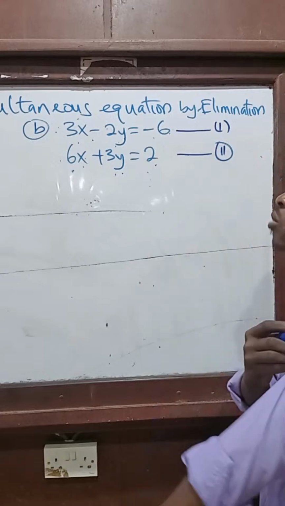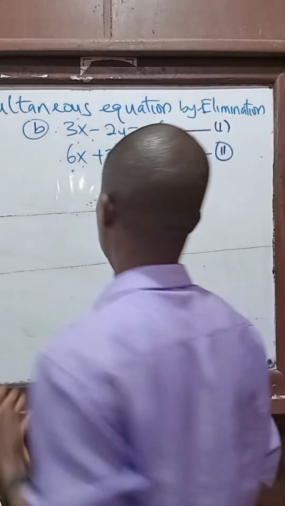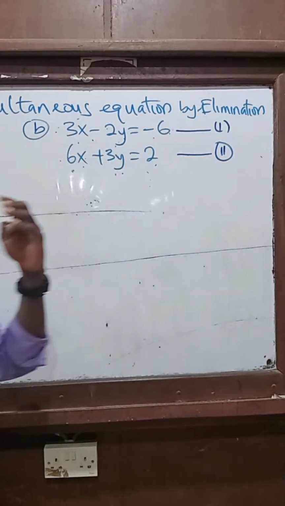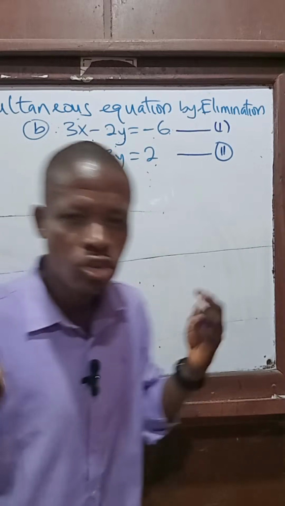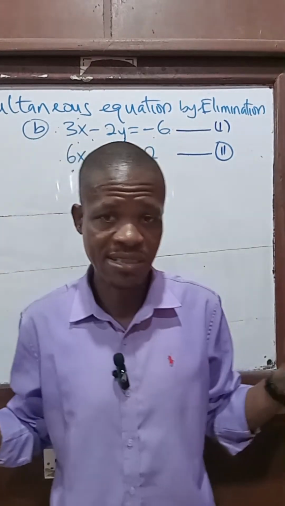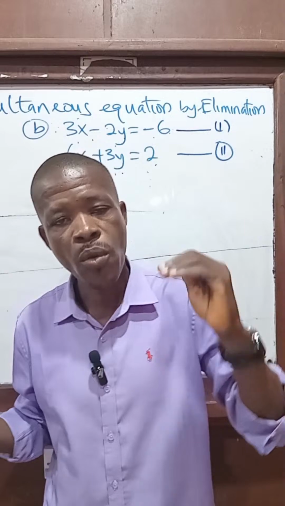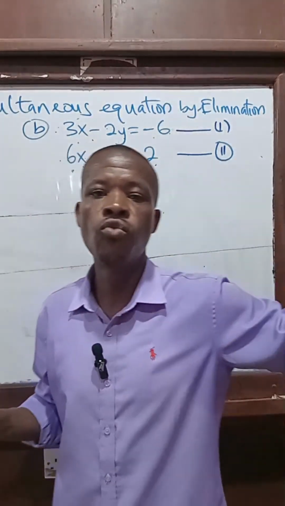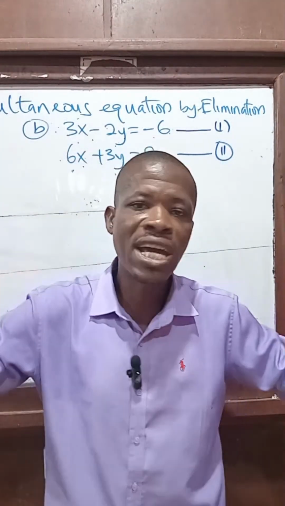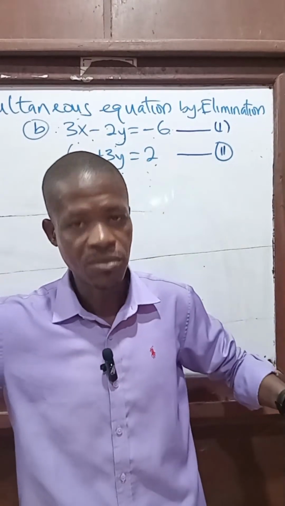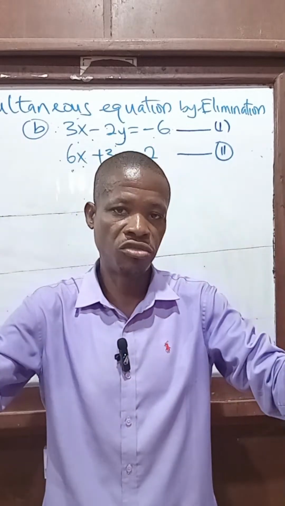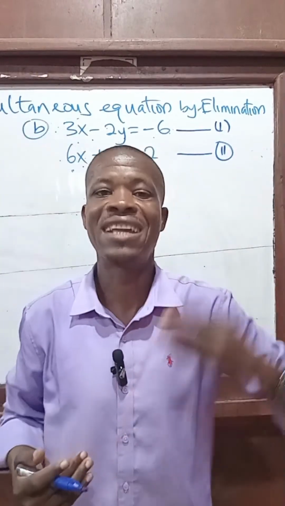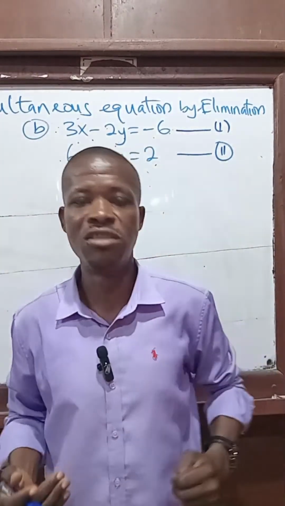So what we want to do in this method is to find the variables x and y. And how do we do that? What we are going to do is destroy one variable in order to get the second variable. And by the time you get one of the variables, then you substitute into one of the equations and get the second variable.